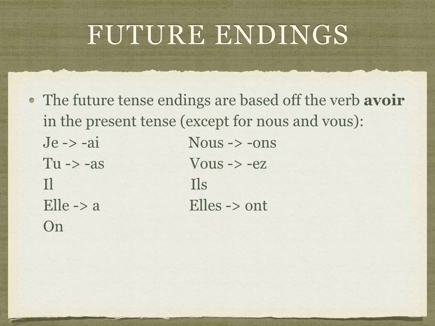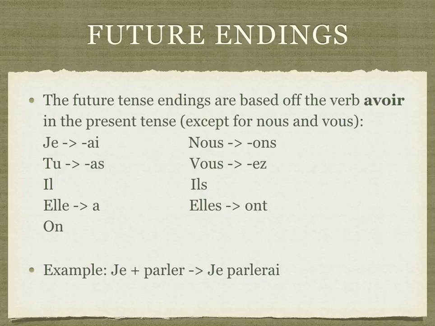Yes, these go directly onto the end of the stem, just like any other regular verb conjugation. So for example, let's look at the conjugation of parler for je. First we have to find the stem. So what was the stem for parler? It's a regular ER verb, so the stem is the infinitive. Parler. But that's just our stem. Now we have to add our ending. Je parlerai. I will speak.